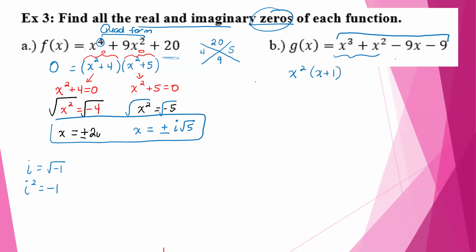What can I take out of the second group? Negative 9, and we're left with what? Oh, it does work, thank goodness. Okay. So I can factor out an x plus 1. Then what are we left with? X squared minus 9.